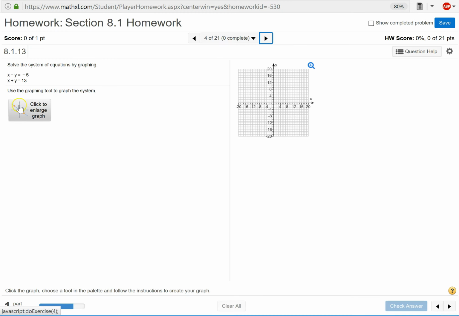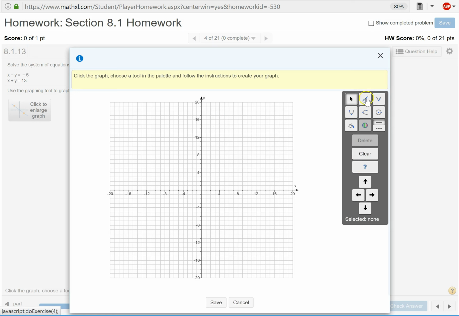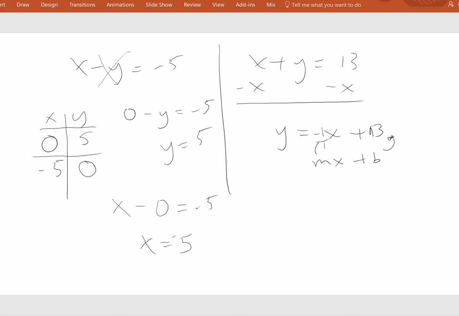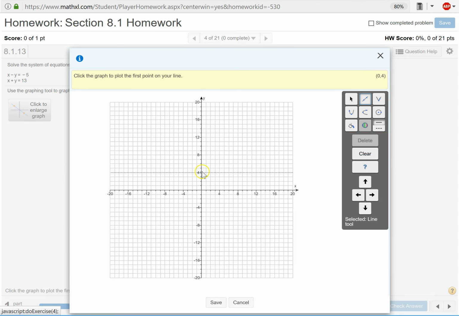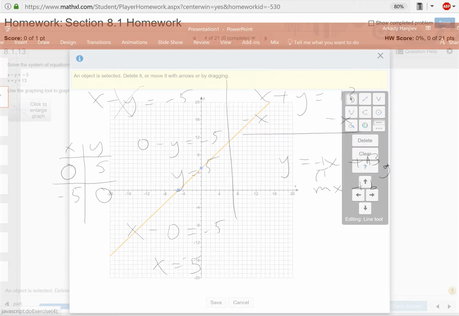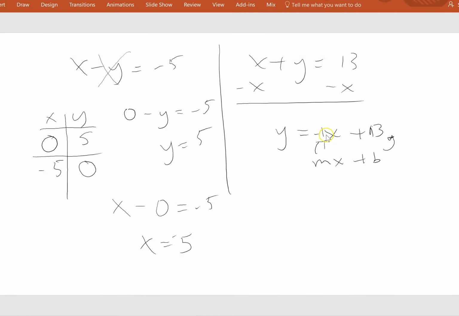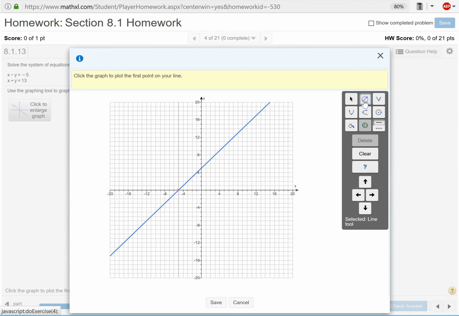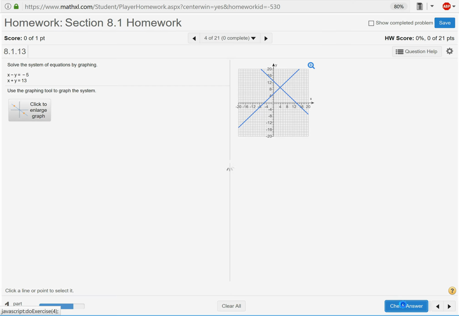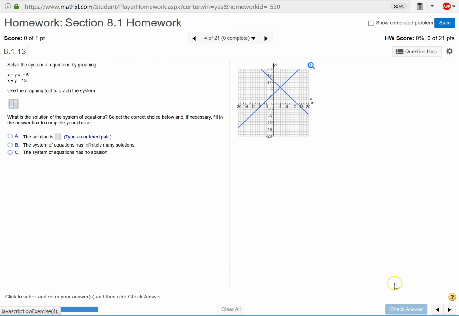Back to our problem. Enlarge the graph here. I'm going to draw a straight line. My coordinates are, let me go back to make sure, 0, 5, and negative 5, 0. There's my first line. My second equation, the other way, you start off with 13 and go down 1 over 1. So again, line again. Start off with 13, down 1 over 1. And there it is. We save this, check answer. Voila. We go on to the next part.